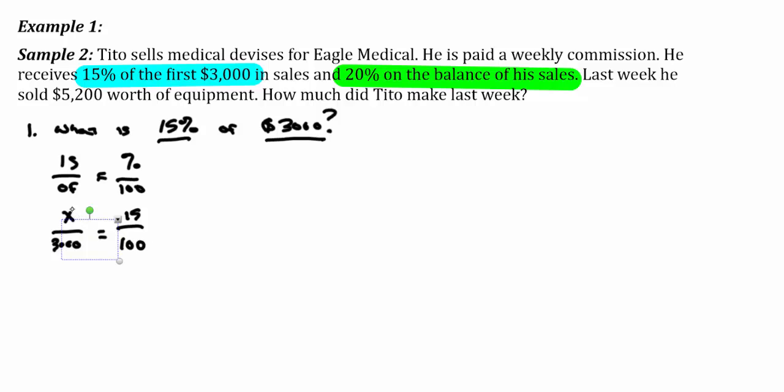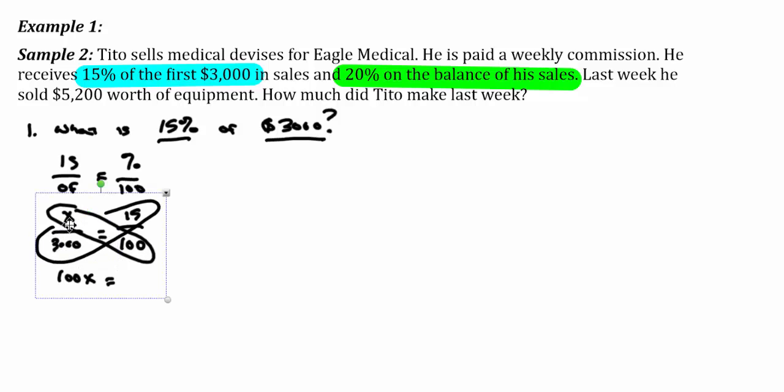We'll cross multiply to solve for x. So we're going to take 100 times x, which is 100x, equals 3,000 times 15. If you need a calculator, you can use that now. But the total here is going to be 45,000. Last step in order to solve for x is we divide by 100, and we get that x equals $450. So now we know his commission on the first $3,000.